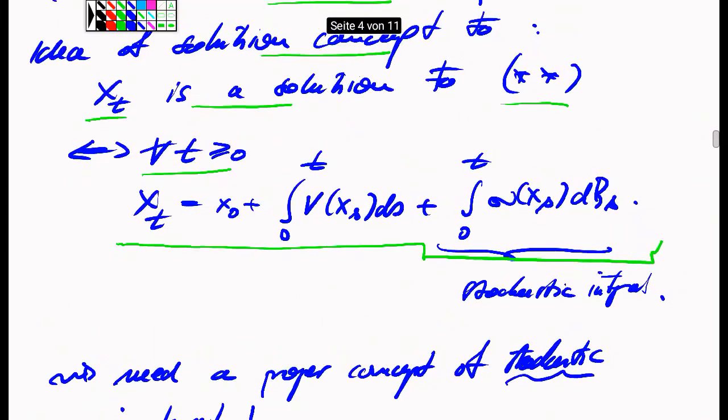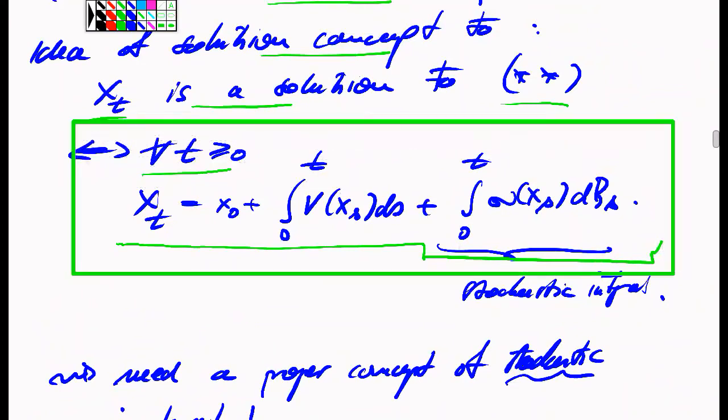And so we end up with an equality which involves the position of the trajectory, X_t, and which involves a time integral with respect to ds, with respect to time, just a straightforward classical time integral over the time interval from 0 to t of this velocity field integrated along the trajectories of the solution.